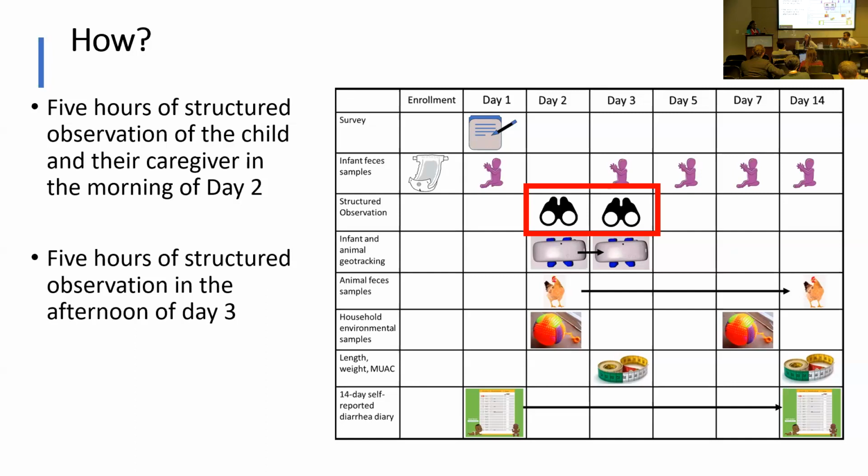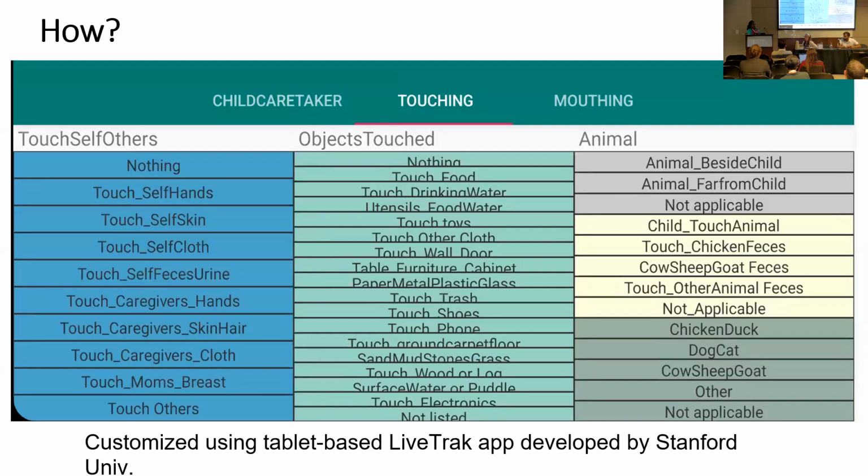On the second day, we observe the children for 5 hours in the morning. And then on the third day, we observe the children again for another 5 hours in the afternoon. That gives us an opportunity to have covered almost 10 hours of a child's day, not just within 1 day, but within 2 days, so that we're able to see a wide variety of activities that happen within the child's life. So today we are going to be only looking at the structured observation method of collecting data.